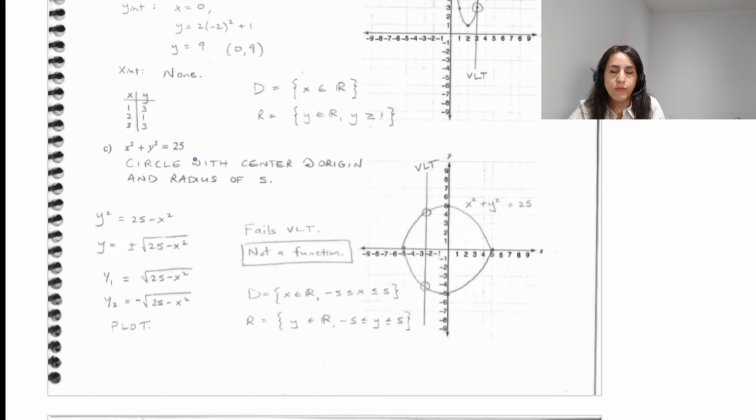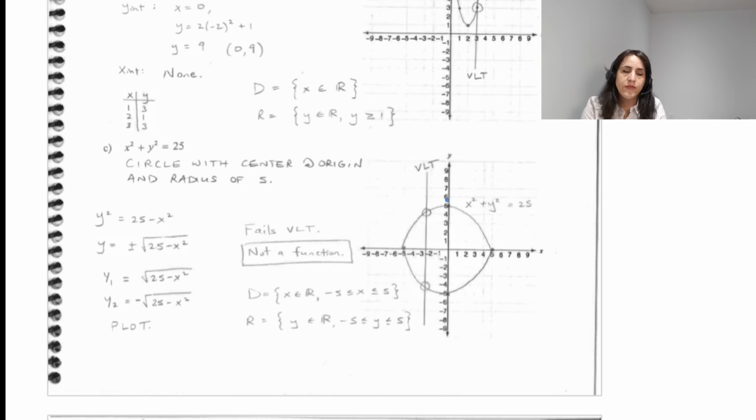Here, x squared plus y squared equals 25 means that the center is (0, 0) and the radius is 5. Then I can graph a circle with radius 5. As you see, it fails the vertical line test, so it is not a function. For the domain, again, X is restricted between -5 and 5. For the Y value, there's also a restriction between -5 and 5.